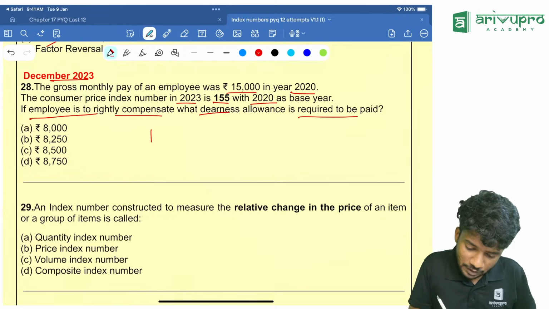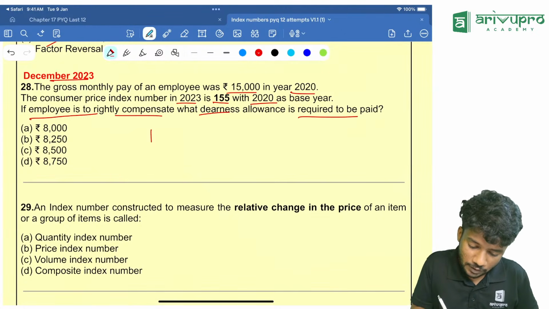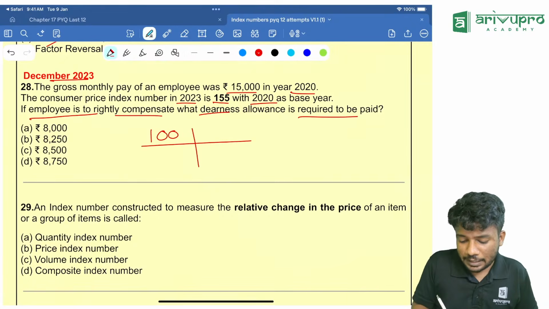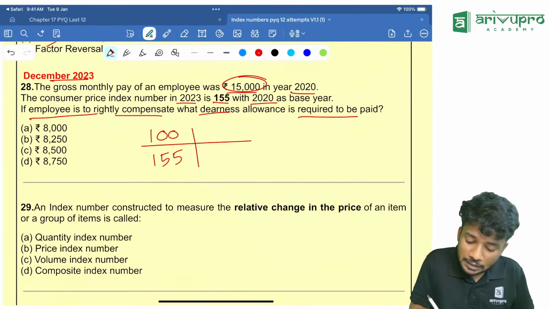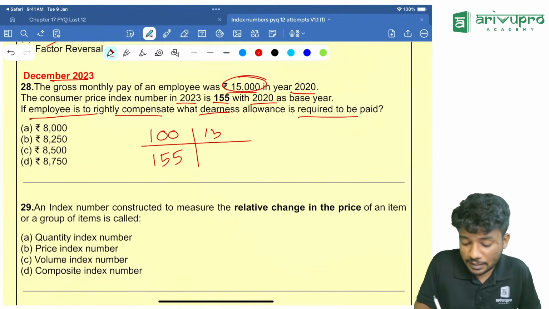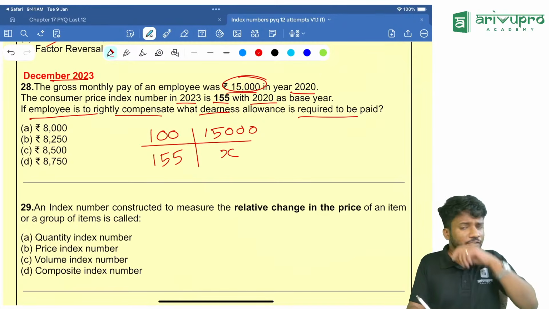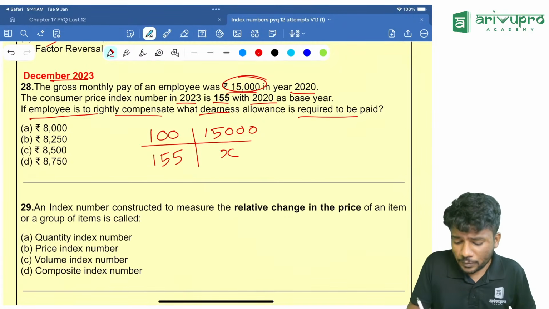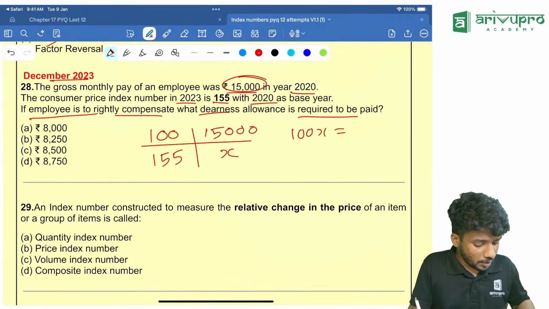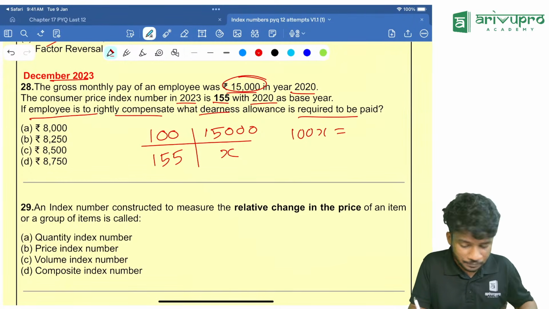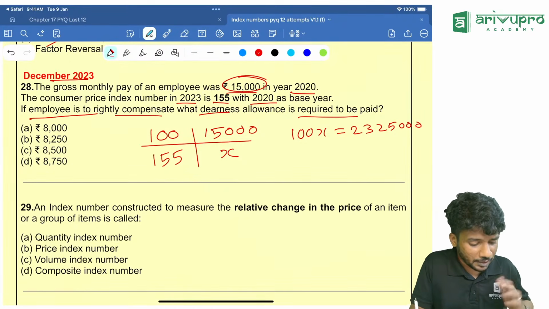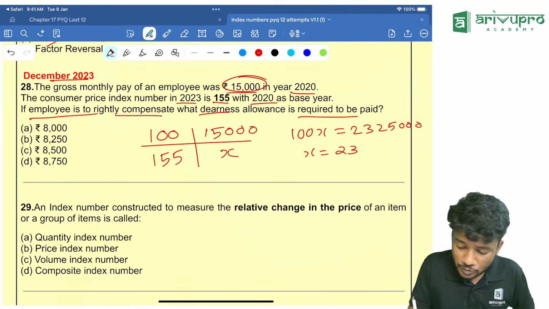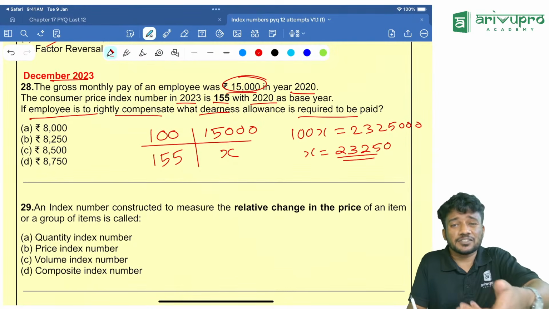The base year index number is not given, so we will take it as 100. The current year index number is 155. The monthly payment in the base year was 15,000. Now we need to find the value of x. Cross multiply: 100x is equal to 15,000 into 155, which is 2,325,000, divided by 100. That means x is equal to 23,250. That is the real wage which should be paid right now.